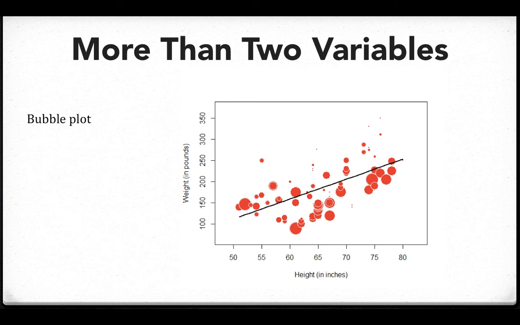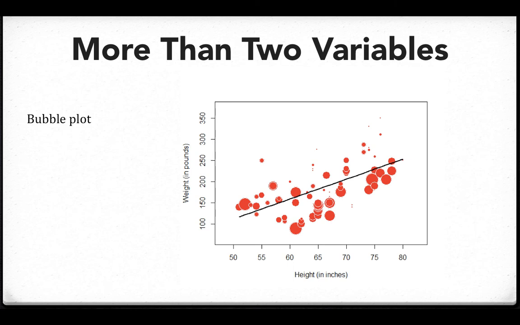In this bubble plot, we have 3 quantitative variables. So height and weight are x and y variables that are both quantitative. And then the size of the dots, in this particular case, I believe responded to number of days per week spent exercising. So people who spent fewer days per week exercising have smaller bubbles, and those who spent more days per week exercising have larger bubbles. So in this case, we have 3 quantitative variables.